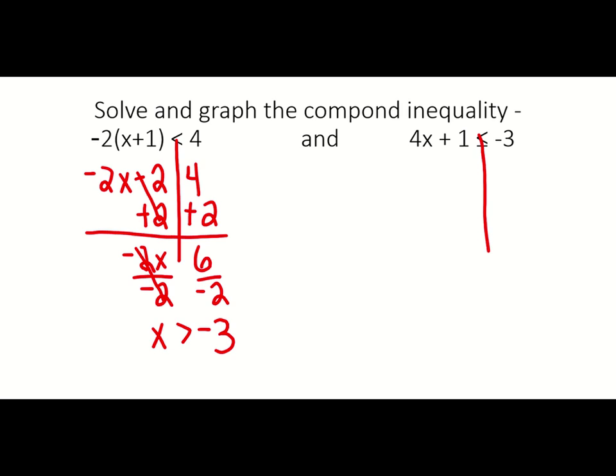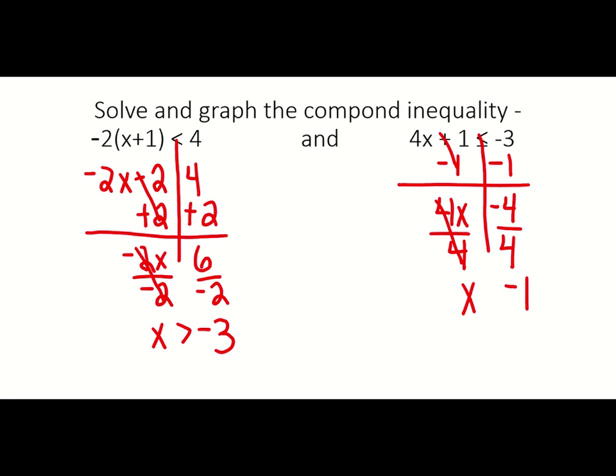Our second inequality, we're going to subtract 1 on both sides. So 4x with -4. And then divide by 4. So x with -1. And this is going to stay less than or equal because we divided by +4 on both sides. So we have x is greater than -3 and x is less than or equal to -1.